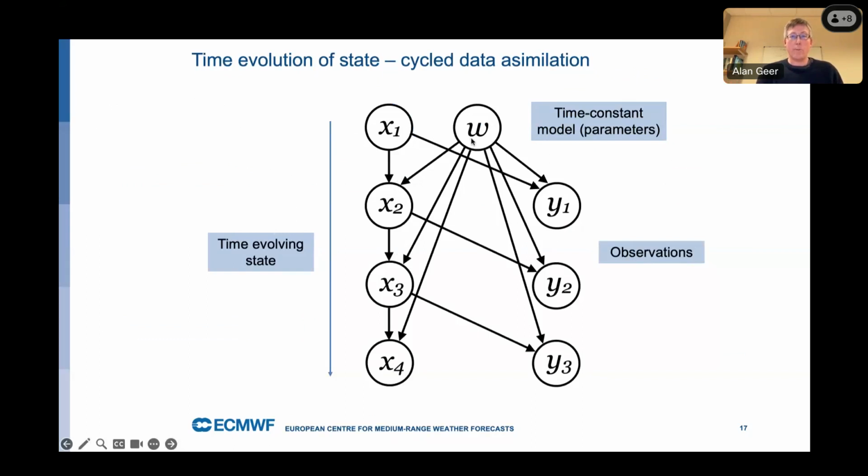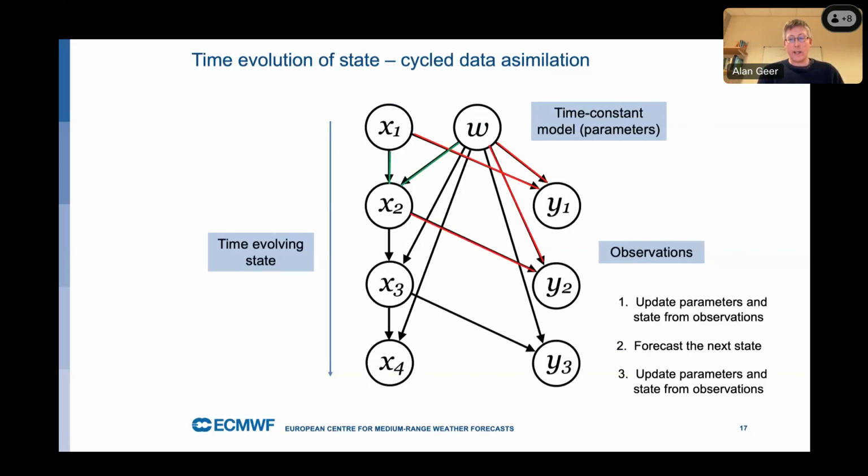The model has parameters that are, in this example, time constant, and observations are taken within the time window of each state. So given the observations, we already know how to update the parameters and the state to get better knowledge of the forecast model and the state. We can then forecast forward to get the next state. We can apply Bayes' theorem again to update the parameters and the state from the observations, and so on, forecast forward. And you can see that the more observations you get, the very much more information you get on those model parameters W if they are time constant. So you get an enormous amount of information on the parameters from this kind of process.